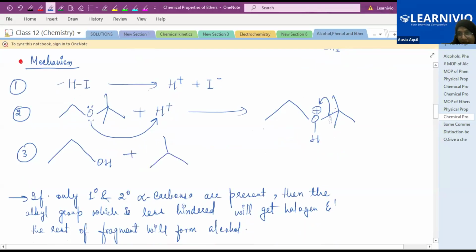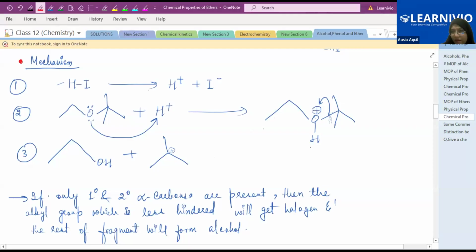This is the structure, and on this carbon there will be a positive charge, so it will form a carbocation. Let me repeat this. This is your first step, protonation of this oxygen. This ether gets protonated and you will get this compound.